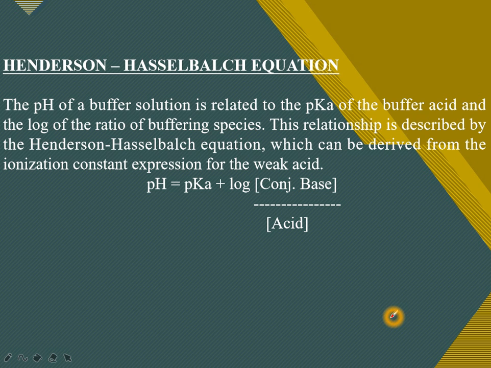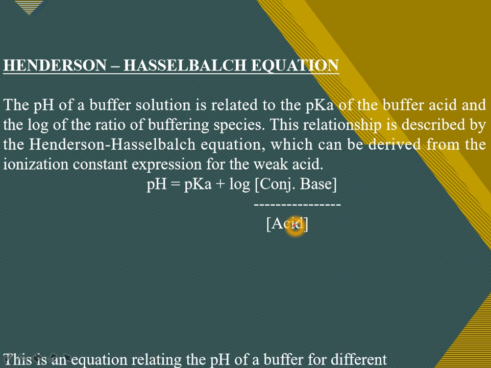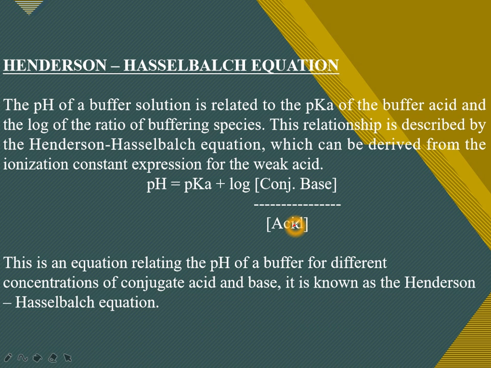For the weak acid, the expression becomes pH is equal to pK plus log of the concentration of conjugate base divided by the concentration of acid. This equation relates the pH of a buffer to different concentrations of conjugate acid and base, and hence it is also known as the Henderson-Hasselbalch equation.